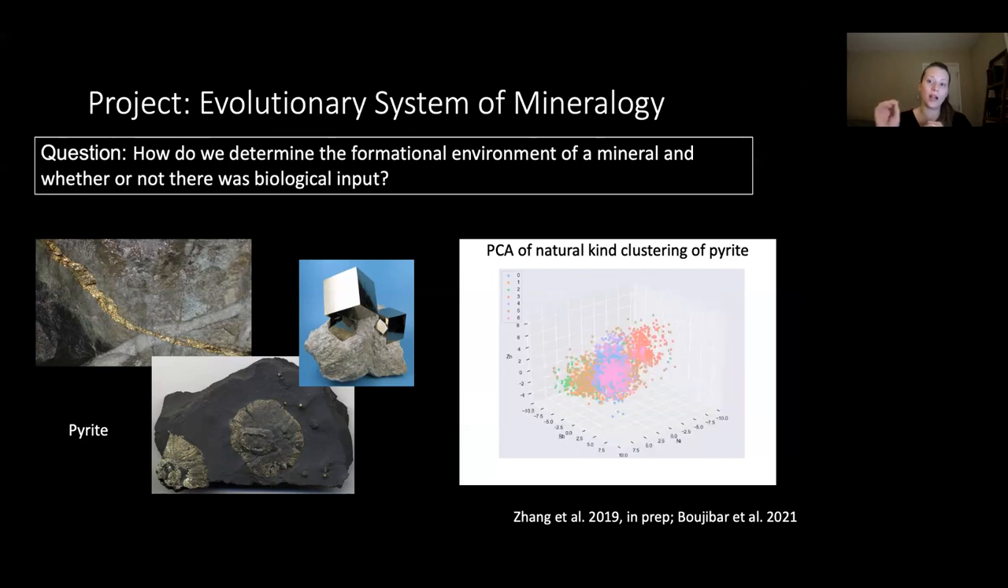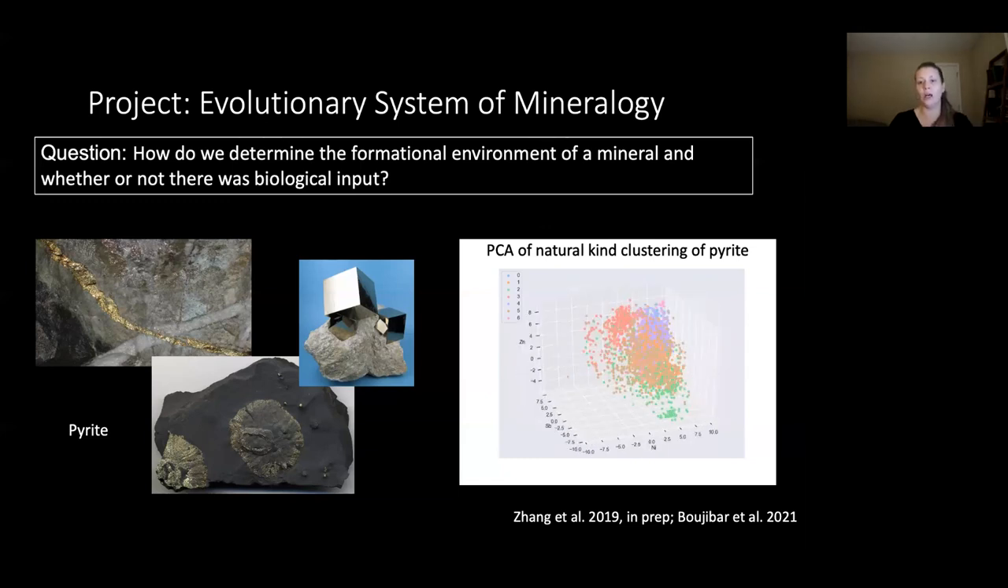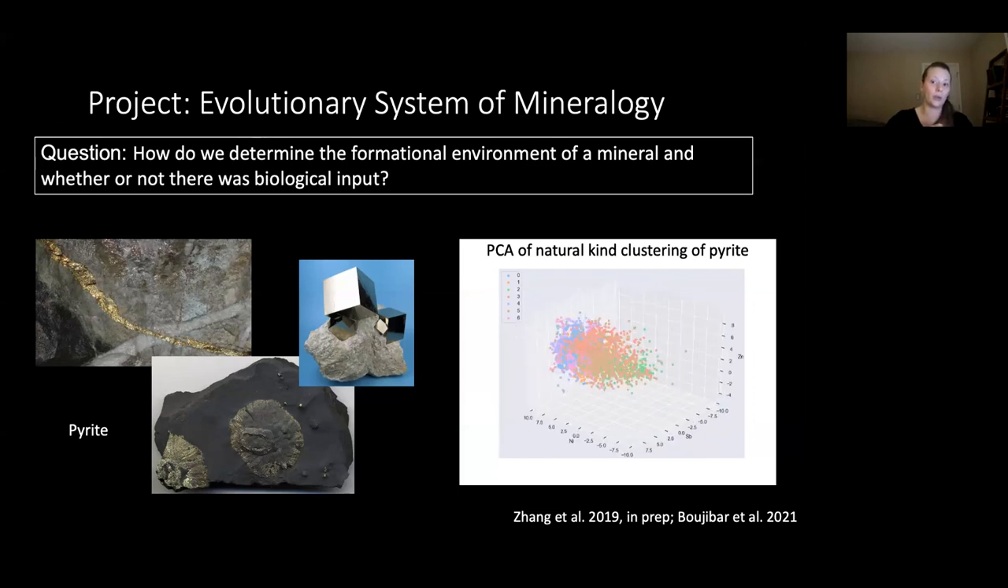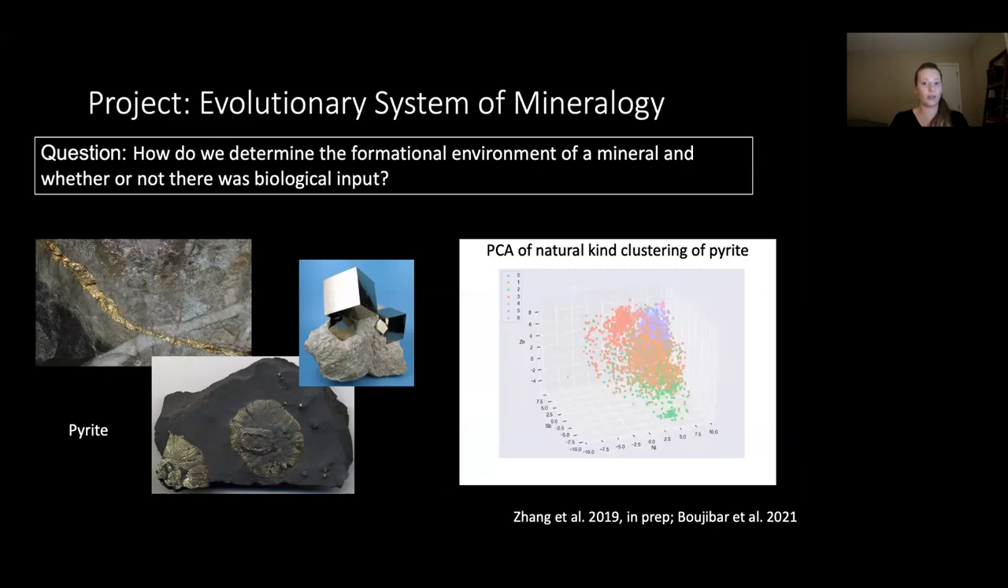And in order to extract that information, we've utilized the robust databases of pyrite geochemistry in combination with natural kind clustering, a type of machine learning, in order to examine the multivariate correlations across the various major, minor, trace element, and isotopic ratios. So with this work, we've been able to create a clustering classification workflow that can predict the formational environment of any pyrite specimen of unknown origin. And we are currently working to apply a similar workflow to other mineral systems.